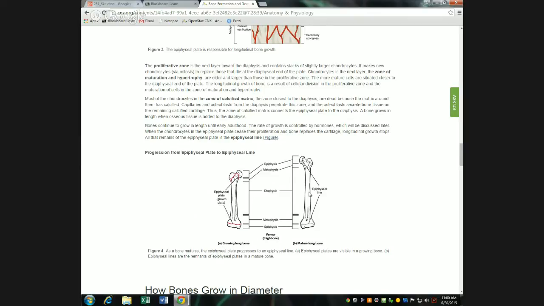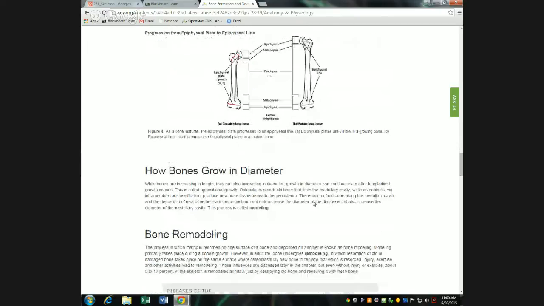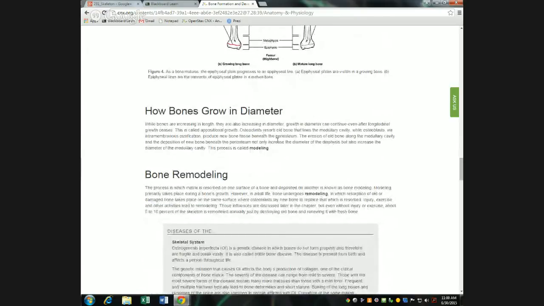Another aspect of bone growth is when they grow in diameter. I wish the book had a picture of this. There's a YouTube video I want to show you in a second that depicts this, which is actually from another book, but it's a pretty good animation of it. In the book, they talk about bones growing in diameter, and then they talk about bones remodeling.